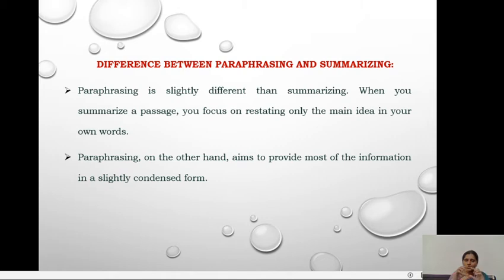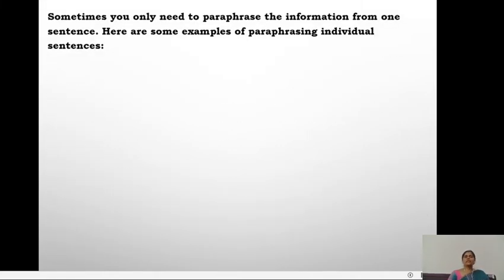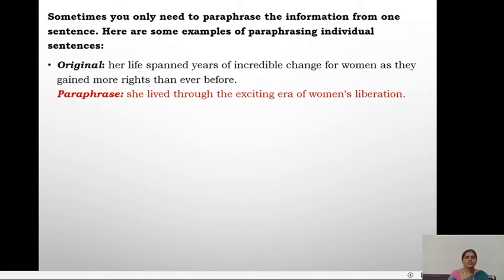So a summary would be the shortened version of the original text. A paraphrase, on the other hand, provides most of the information in a slightly condensed form. Summaries are much shorter than original passages, while paraphrasing can be shorter, longer, or the same length. That depends. Sometimes you only need to paraphrase the information from one sentence. Here are some examples of how to paraphrase a single sentence. Let us see this one.